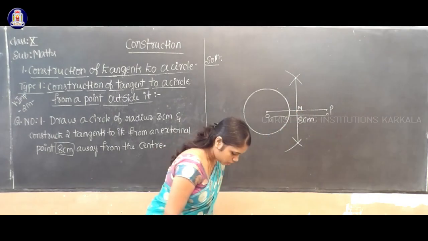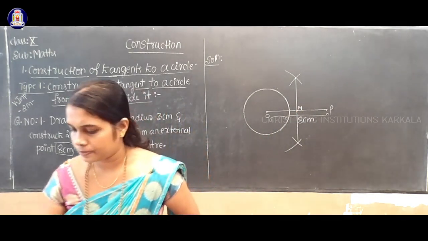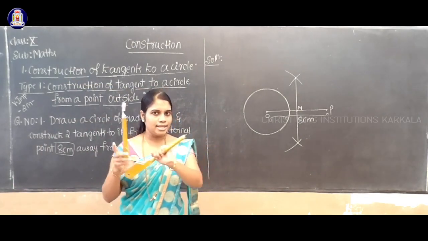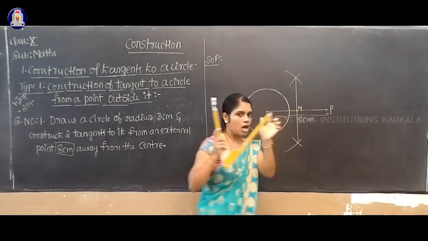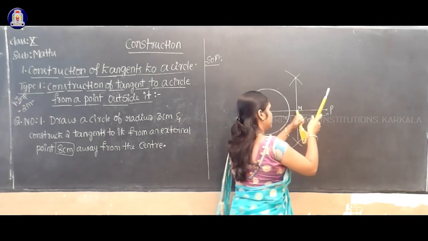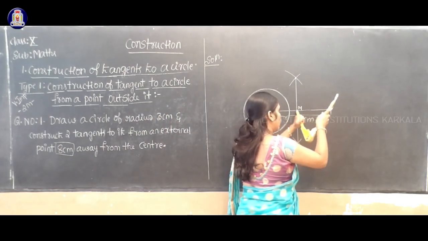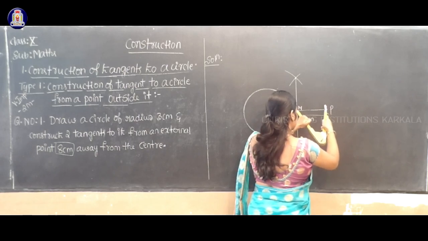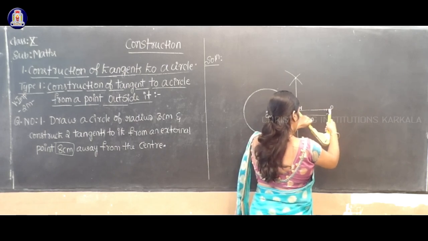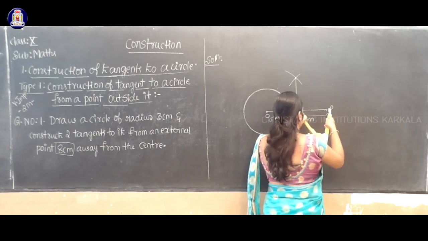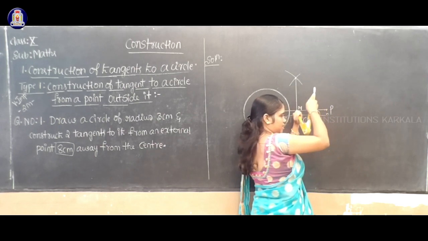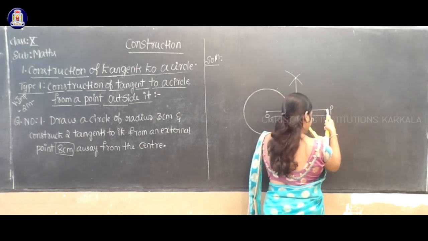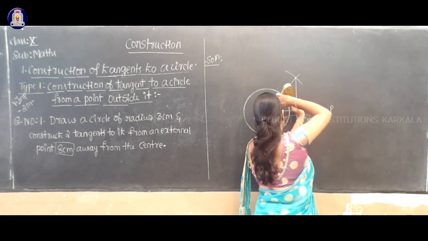Now the next step. Once again, by taking M as the center, keep the leg of your compass at the point M and take MP as the radius. Exactly MP you have to consider. With M as the center and MP as the radius, I will draw one circle.